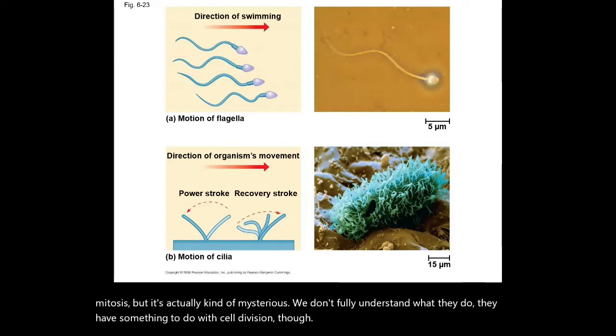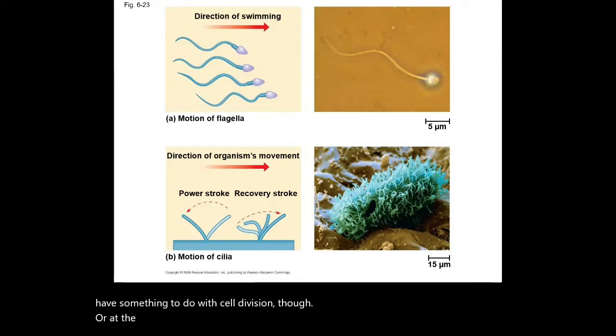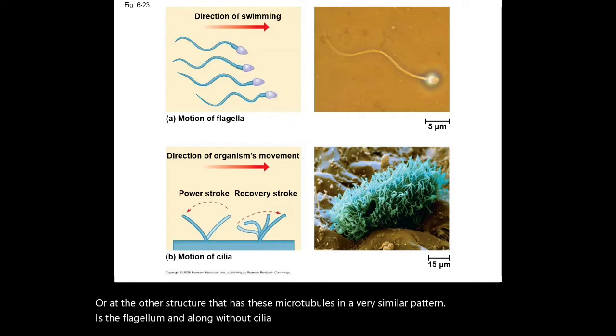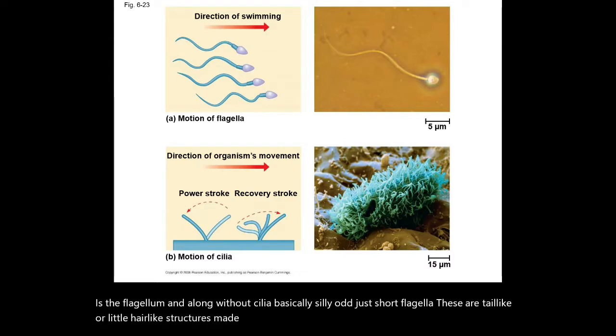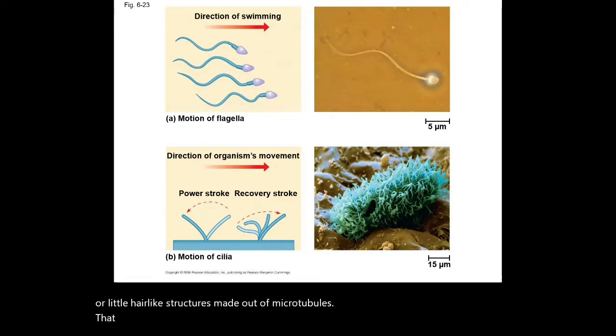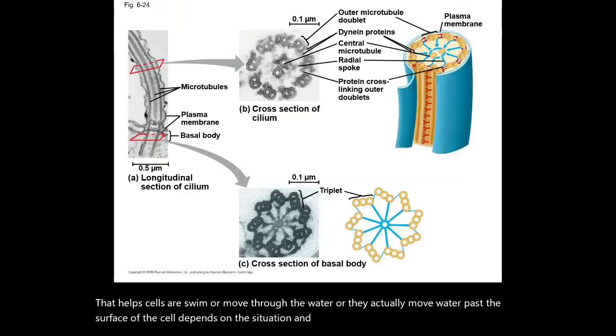All right, the other structure that has these microtubules in a very similar pattern is the flagellum, and along with that, cilia. Basically, cilia are just short flagella. These are tail-like or little hair-like structures made out of microtubules that help cells swim or move through the water, or they actually move water past the surface of the cell. It depends on the cell type that they're in.